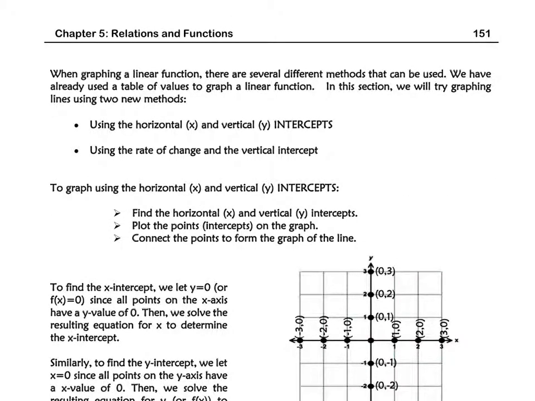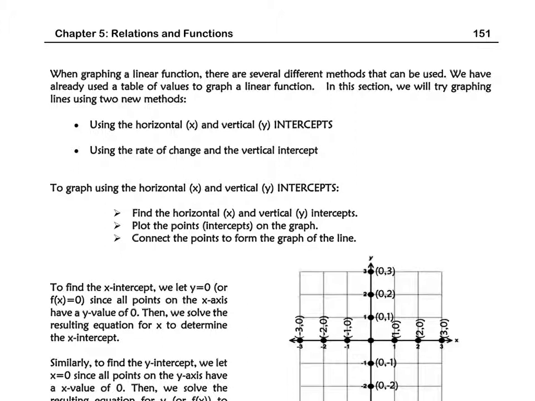Okay, so when you're graphing a linear function, there's lots of methods you can use. We've already used table of values, but now we're going to try a couple more methods that you can use, and one of them involves using your horizontal and vertical intercepts. The other one involves using your rate of change and the vertical intercept. So the first one is graphing using the horizontal and vertical intercept.